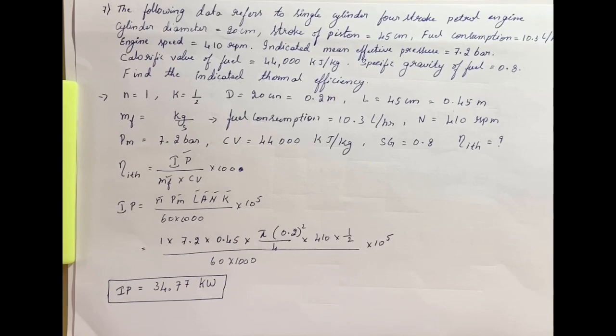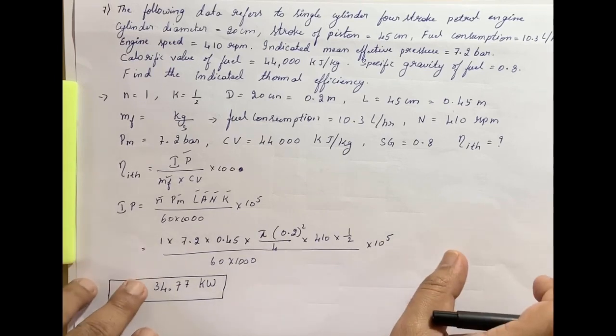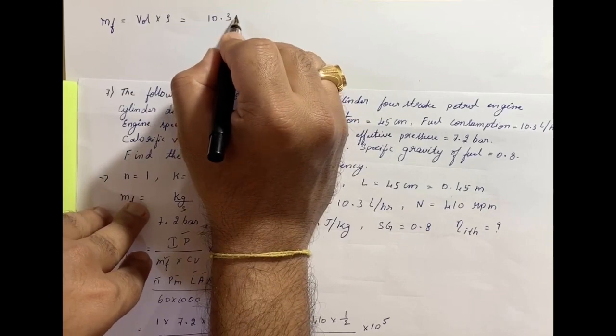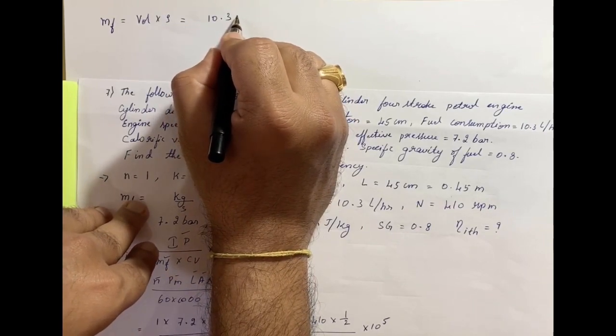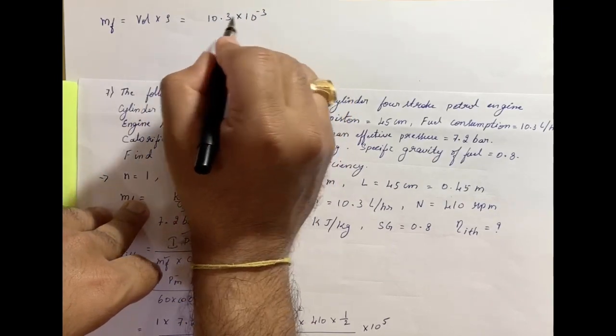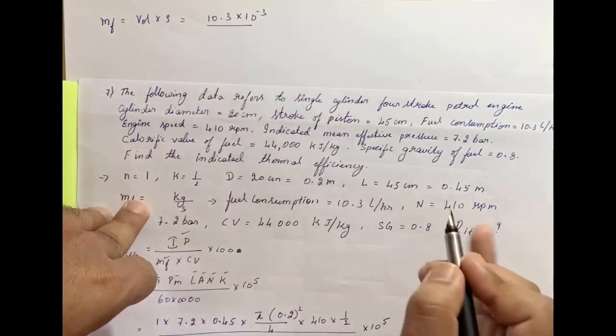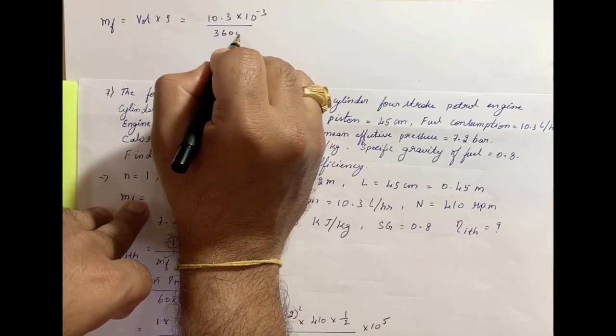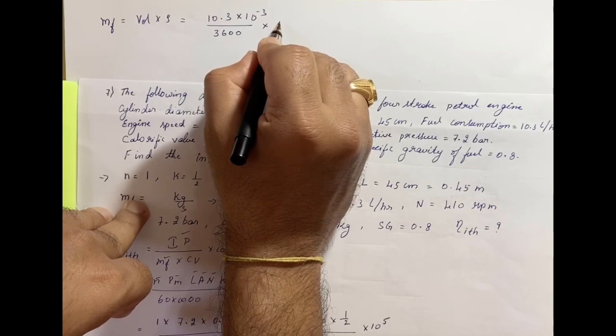That means 1 meter cube is equal to 1000 liters of water. Now 1 liter to meter cube I'll write as 10 raised to minus 3 meter cube per hour, but we need it in terms of seconds, that is 3600, 60 into 60, into density.